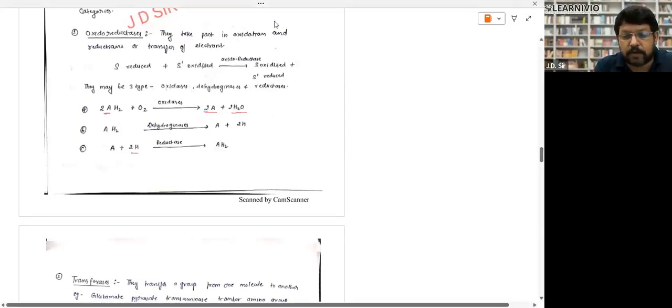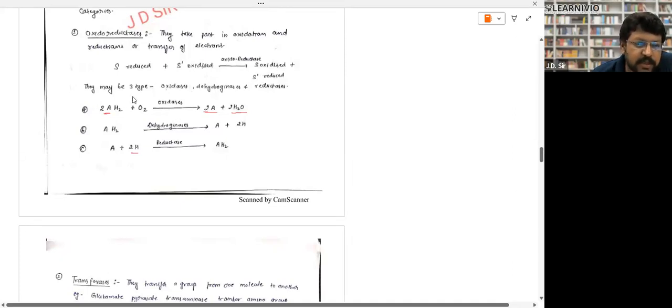From the name itself, you can understand what exactly they are doing. Oxidoreductases means they are oxidizing as well as reducing, right? They take part in oxidation and reduction reactions or transfer electrons. Here S plus S dash: one compound is S and another is S dash. One will get reduced and another will be oxidized in presence of oxidoreductases, right? And further, this S gets oxidized and S dash gets reduced.